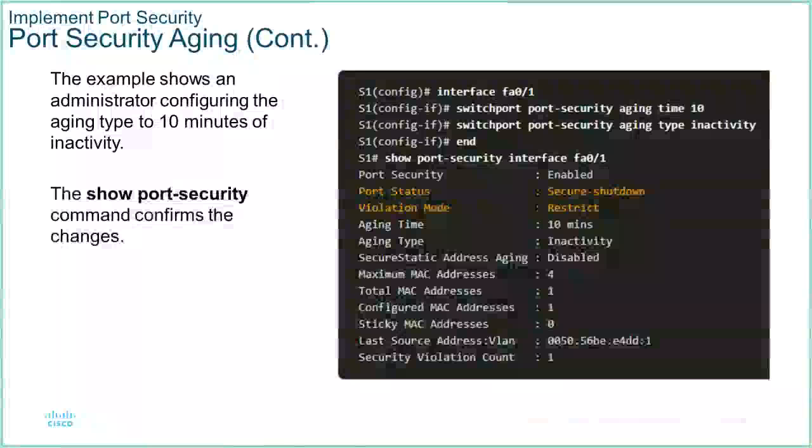Now, where do we see it? Well, it's not highlighted here, it's under the highlight. So, age time. Alright, so what is it? The 4th line down is we've got age time and aging type. So this tells us how long the timer is set for, 10 minutes, and the aging type is inactivity.